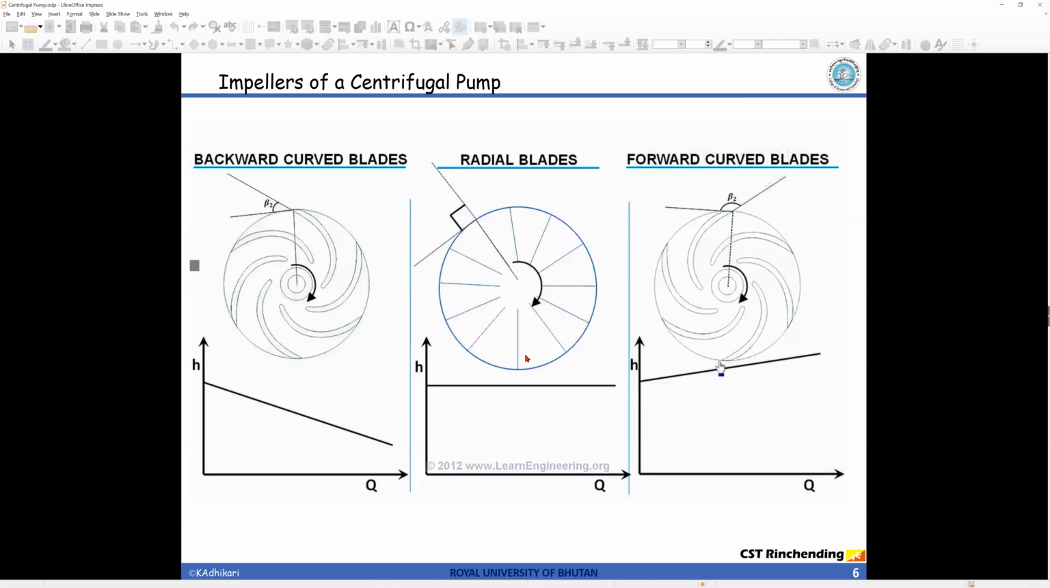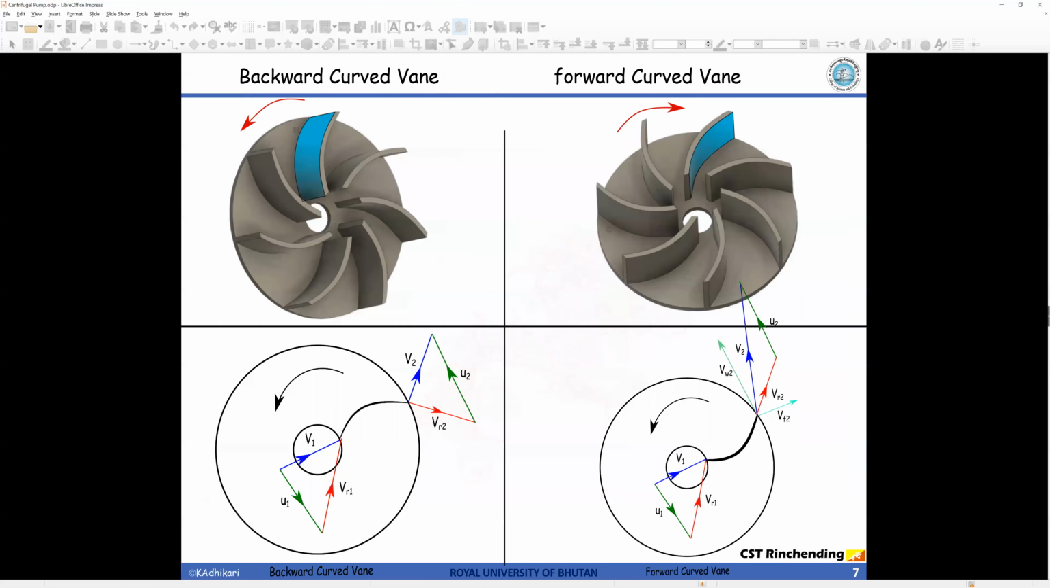Okay, now let's try to draw the velocity triangles and then do our analysis. For the backward curve vane, notice that this is the backward curve vane, and this is the impeller.